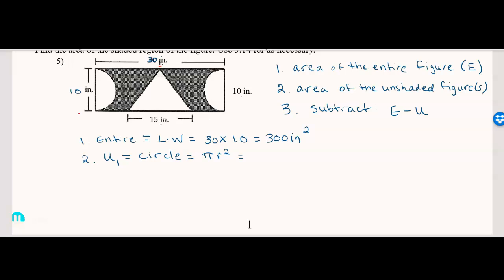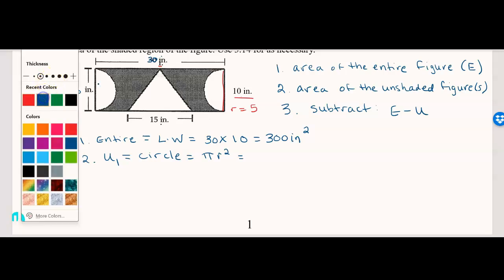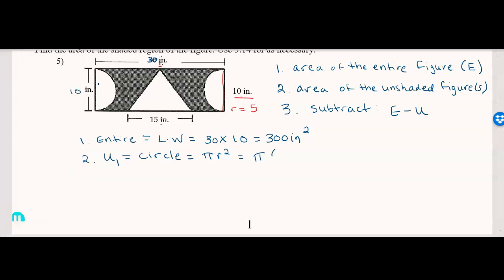Notice here, we're given the diameter of the circle, which is also the length of the rectangle, as 10. That means the radius is 5. So be very careful that you're looking at the radius and not the diameter. That's going to give me pi times 5 squared. And if you plug that in, you get 78. And again, I'm using the pi key to get the exact. But I get 78.54 inches squared.